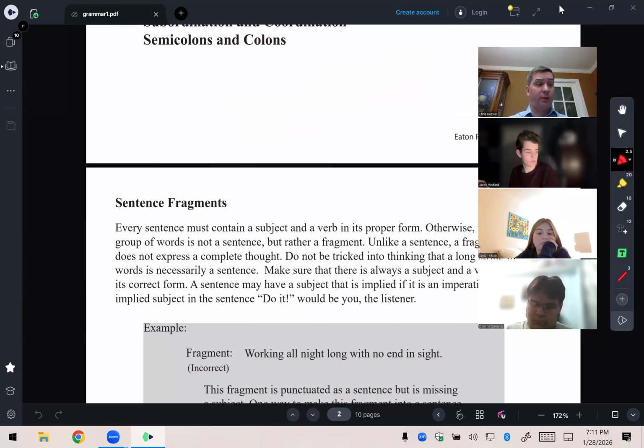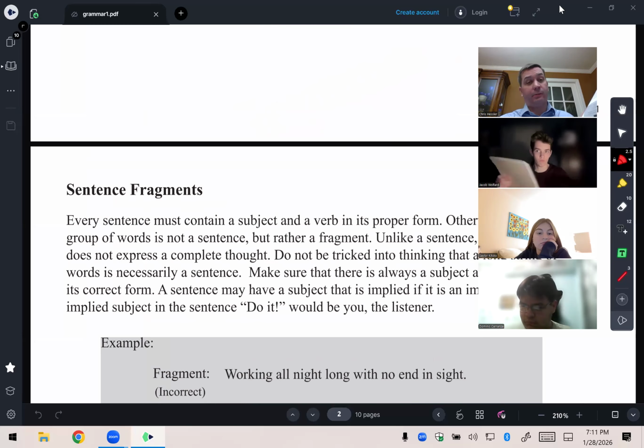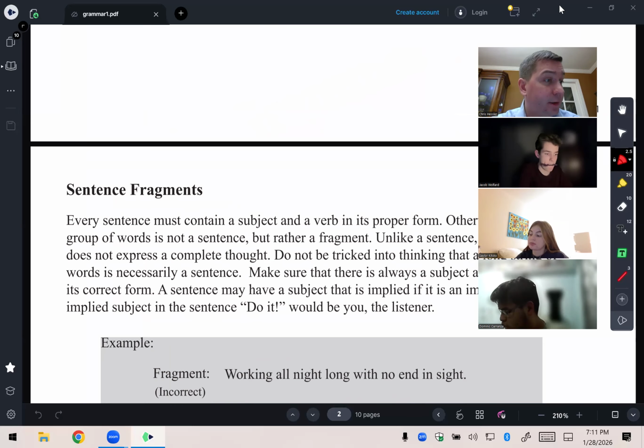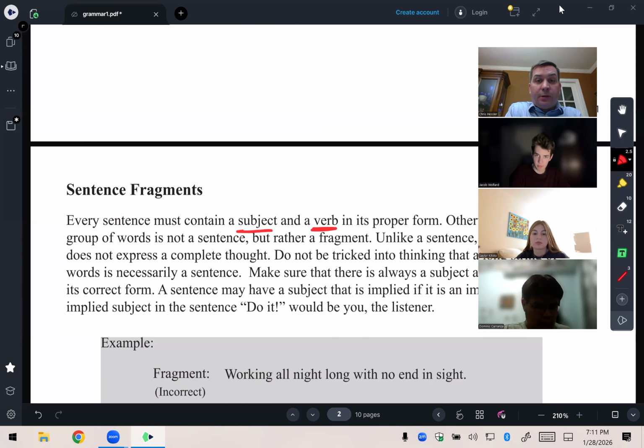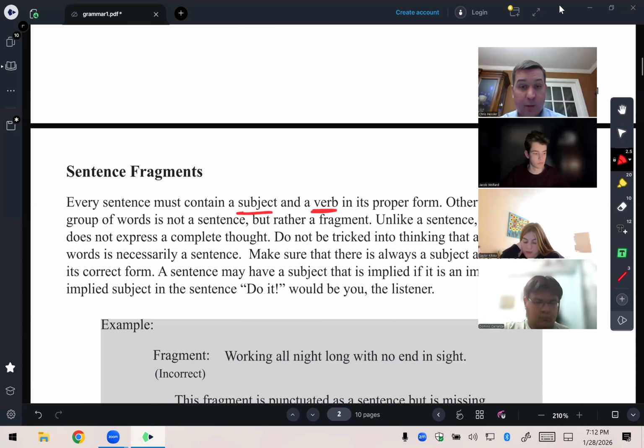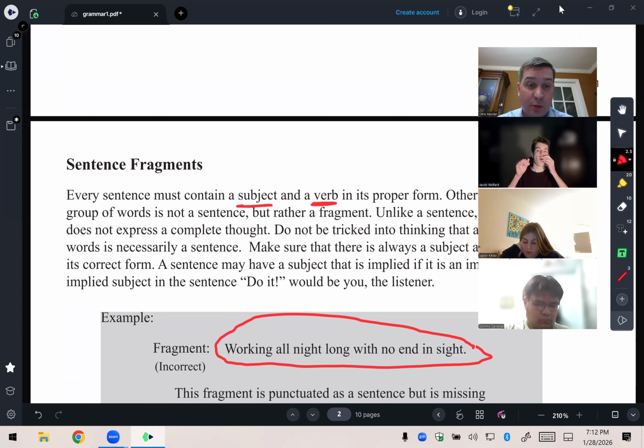All right, so let's start with sentence fragments. These are on the test, so we have to go over them. I know it's like review from eighth grade or something, but it's on the test. So anyway, every sentence must contain a subject and the verb in the proper form. So that's a rule. Not everything that is punctuated like a sentence actually is a sentence. They're probably trying to trick you. Something like this, for example, is not a sentence. This does not express a complete thought. So here is the fragment: working all night long with no end in sight.